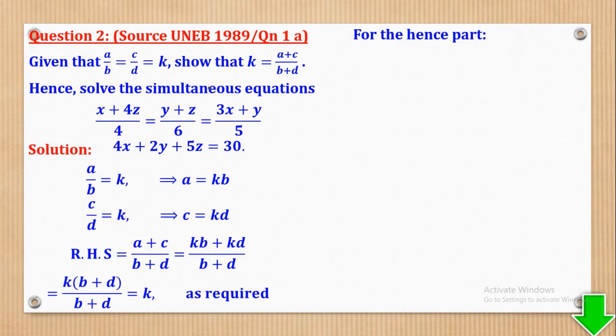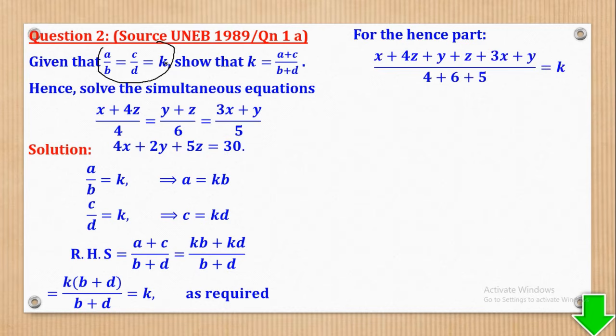Now we shall go to the hence part. The hence part means they want you to use this identity to solve these simultaneous equations. Remember, if you look at this expression, this K was the same K here when these 2 numerators were added and also these 2 denominators were added. So that is the same thing we are going to use. We shall say that when this one is equal to K, that K will be the same when all these 3 numerators are added, as you see it here, and also when these 3 denominators are added, as you can see there. So that is what they mean by hence.